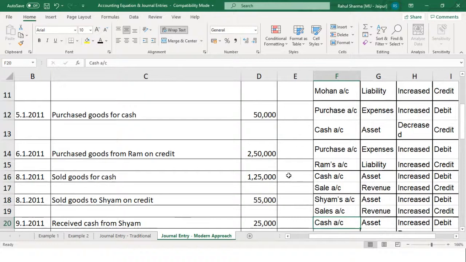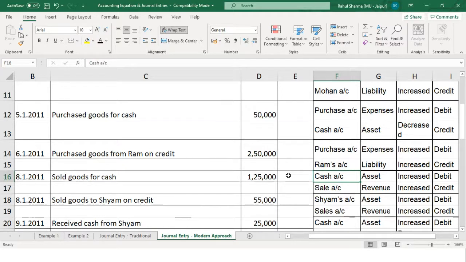We say sold goods for cash. So cash, asset, and when I'm selling, does my cash increase or decrease? If you sell your mobile right now for any amount, will your cash increase or decrease? The cash will increase. Right? So my cash asset increases. I need to debit it because my asset is increasing. The modern accounting rule says revenues and liabilities, if increased, please credit. Assets and expenses, if increased, please debit.